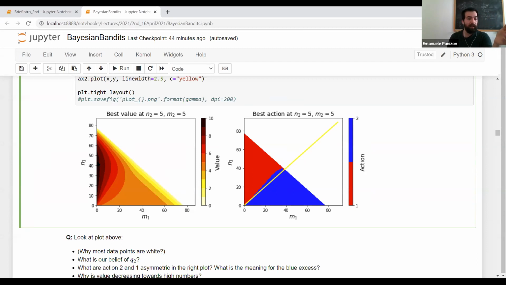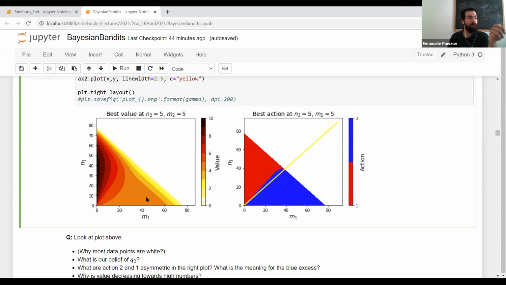Then clearly, if you go towards the middle point, this red region here, the best action is to take arm 1, and I take it. And indeed, the value decreases going away from this axis. This axis here is the one in which I had a super unfair arm 1, which always gives me a success, because it's the belief of having seen a lot of successes and very few losses.